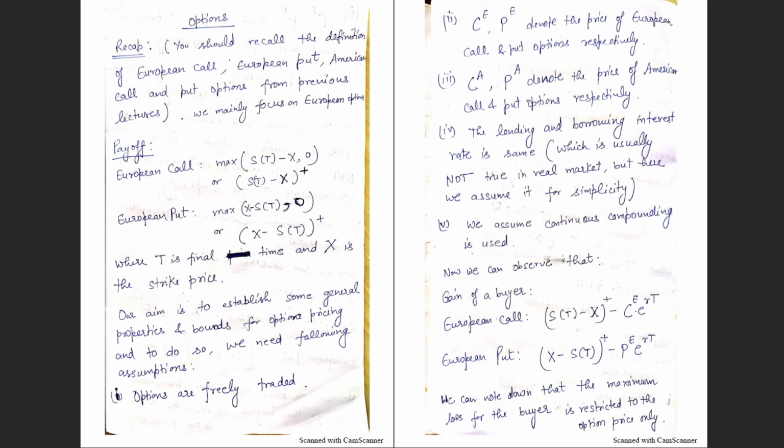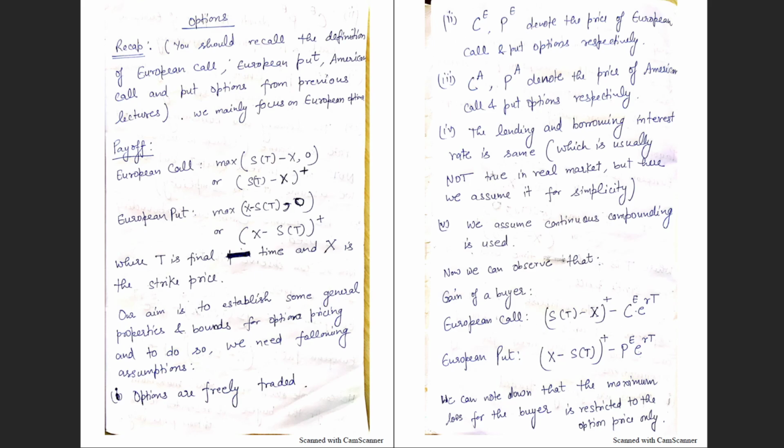And then these are the notations on the next page. You can see that CE and PE, C for call, E for European, are the price of the European call and European put. Similarly, C for call, A for American, CA and PA are the price of the American call and put.